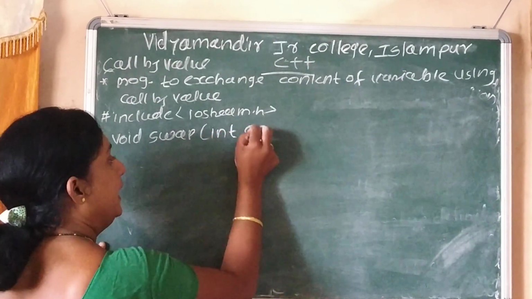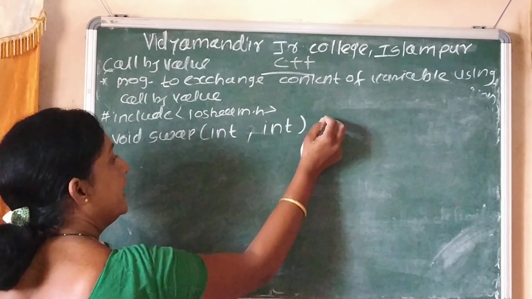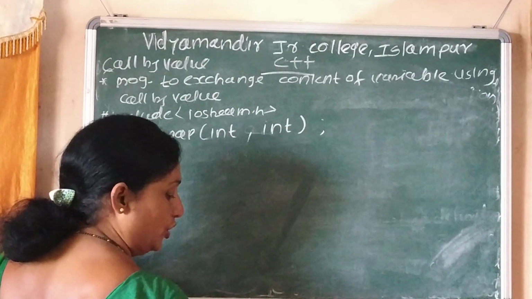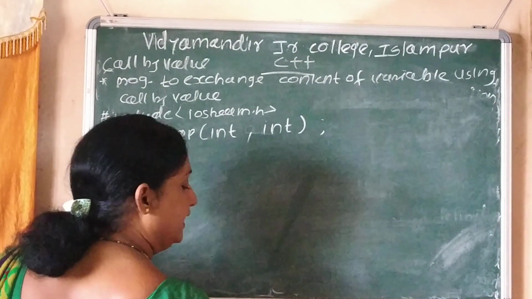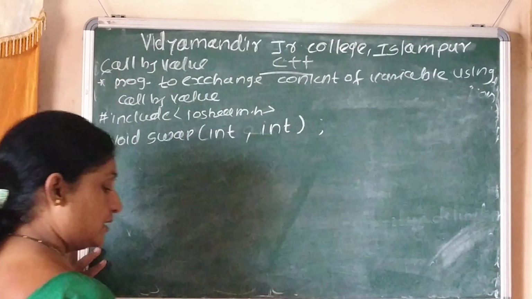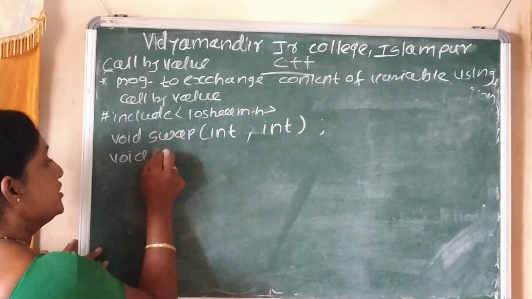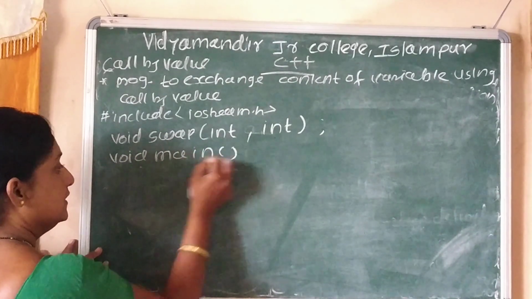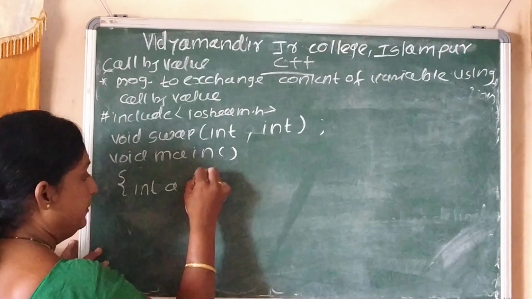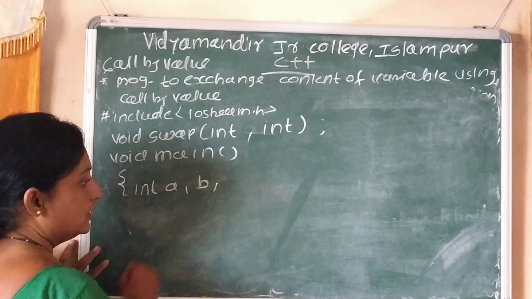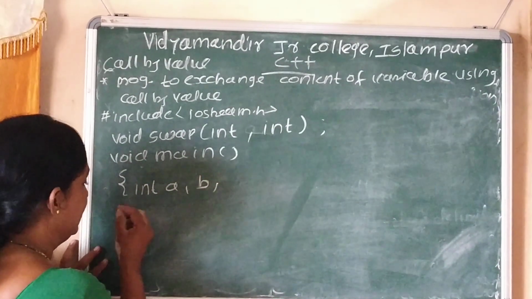Int a, int b. Here the two integer variables are defined. Next is the declaration of the variables or the declaration of the function. Void main is a predefined function. I use the variables a and b, which are the variables whose values will be swapped.